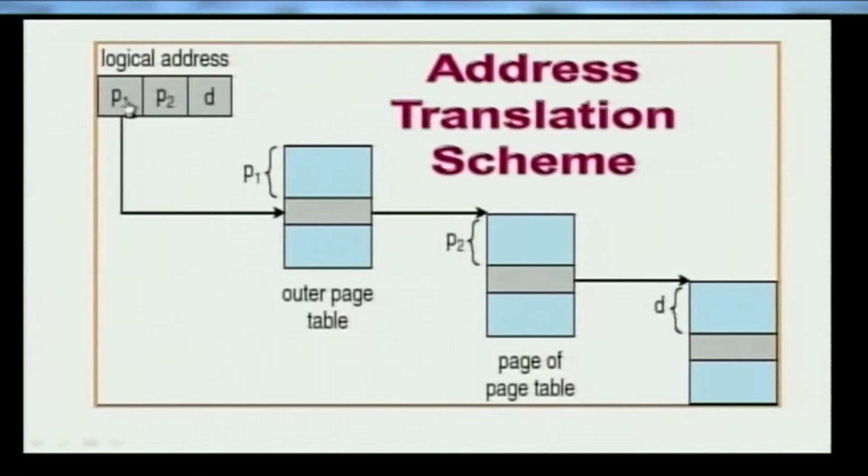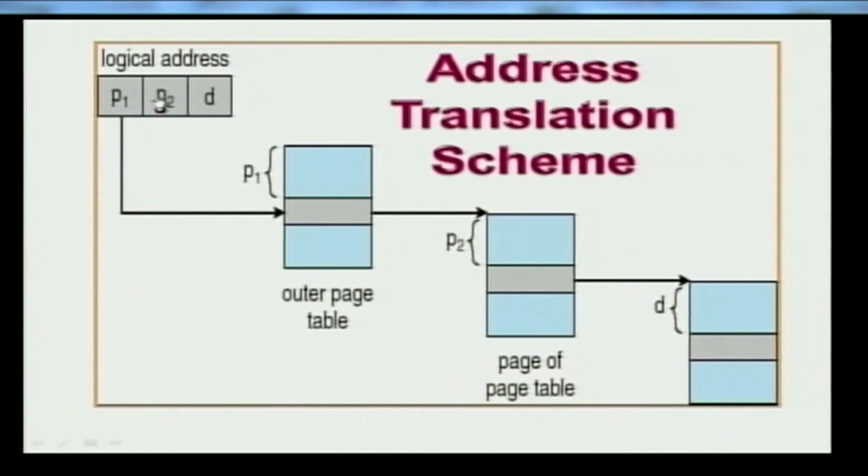Here is the logical address P1, P2 and D, P1 and P2 corresponding to the page number. As and when the logical address is generated by the CPU, the displacement D is kept aside for later use, to add with the frame as and when the frame is identified.